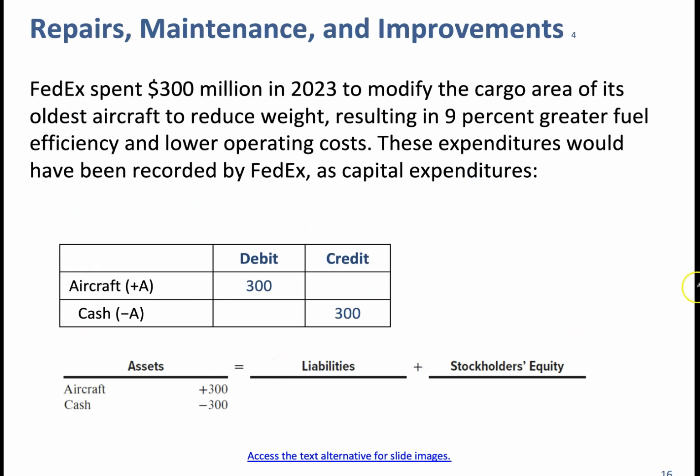All right. In the next example, FedEx spent $300 million to modify the cargo area, right? And resulting in 9% greater fuel efficiency and lower operating cost. Now, this is an improvement because it changes the function of that cargo area. In that example, we would need to add the $300 million to the asset itself. So this is a capitalization of the expenditure.